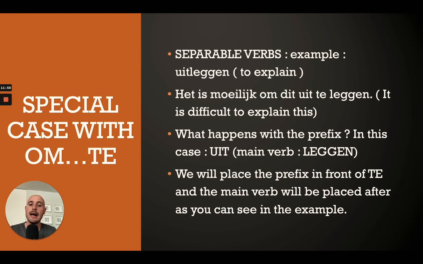Okay, so what happens is our main verb without the prefix is going all the way after te at the end. Okay, and what do we do with the prefix, with uit? Well, as you can see in the sentence, we will put it in front of te. Okay, het is moeilijk om dit, and there goes your prefix, uit, te in the middle, and then leggen goes at the end. Okay, so this is how we use om te with separable verbs. So your prefix will be in front of the te, the main verb will be placed after it, as you can see in the example.